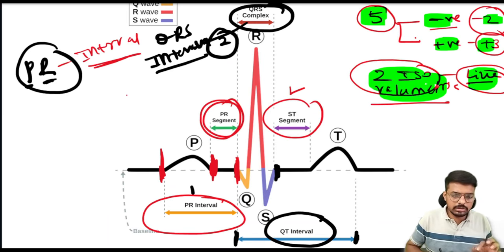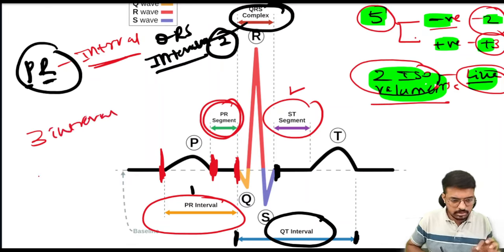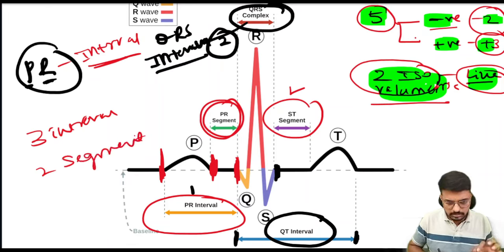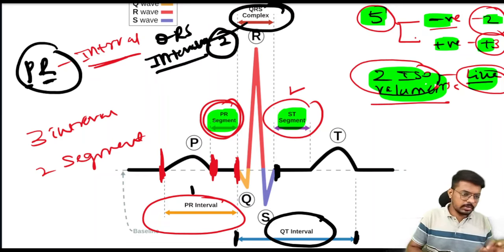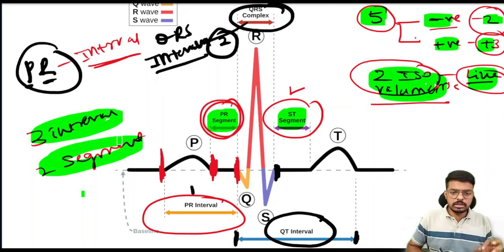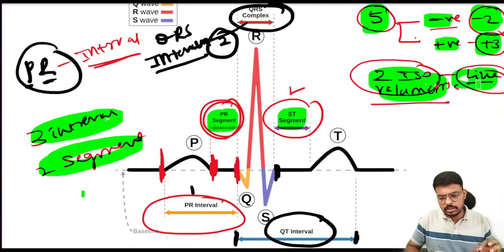Okay, so in total how many intervals are there? Three intervals are there, and two segments will be there. So what are the two segments? One is the PR segment, another one is the ST segment. So let me count again. Total number of intervals 3, total number of segments 2. Okay, so total number of waves 5, negative waves 2, positive waves 3, then isoelectric lines 2. So this is the actual and correct count. So all of you just repeat it one more time immediately after class. It will help you all.